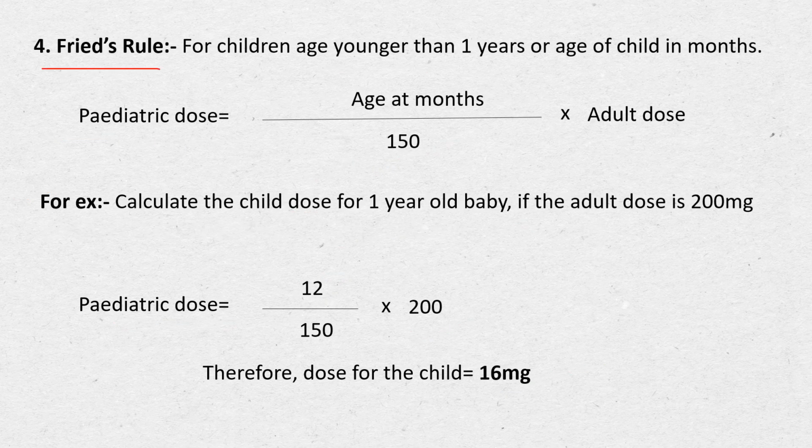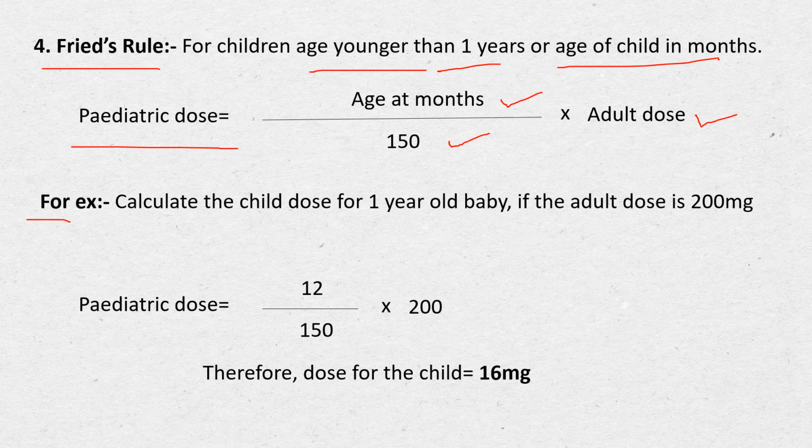Next is Fried's rule. This formula is used for children aged younger than 1 year, or age of child in months. So the formula here is pediatric dose is equal to age in months upon 150 into adult dose. So let's calculate with an example.